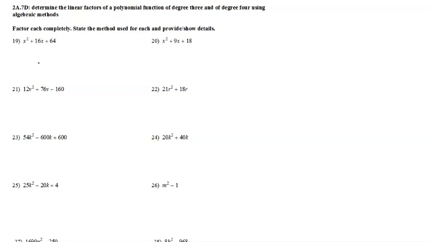On number 19, we have x squared minus 16x plus 64. Let's factor this one. We're going to identify A, B, and C. A is 1, there's 1x squared. B is negative 16, and C is positive 64. Draw our x. A times C is 64, and B is 16. We're going to find two numbers that multiply to give you 64, and they add to give you 16.